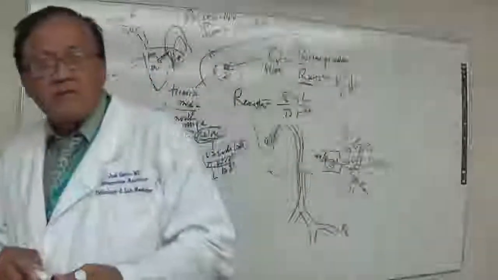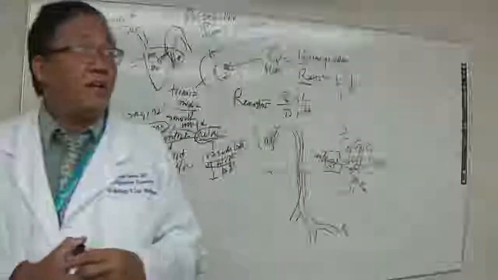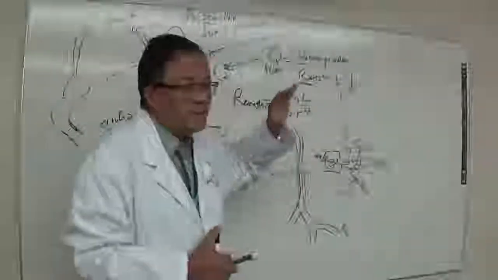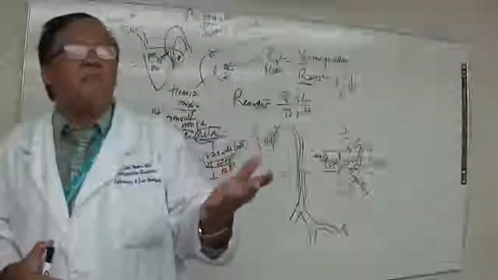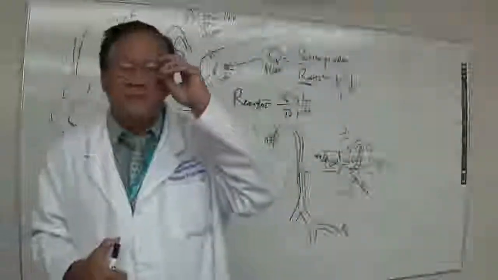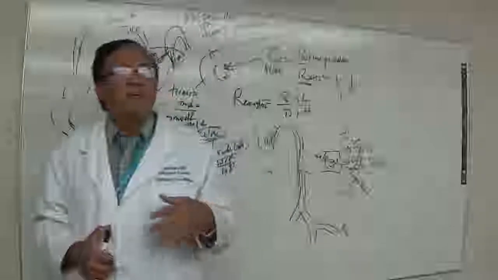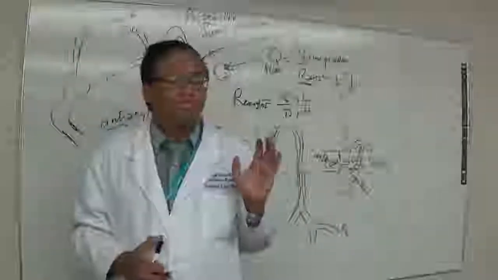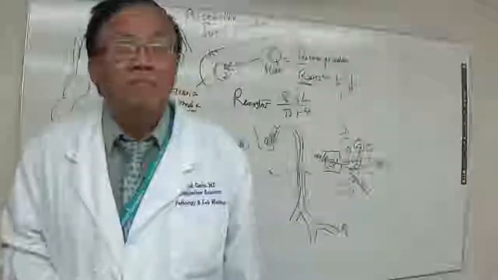Now, it's not just a matter of knowing what is resistance and the effect because of its direct relationship. Can you give a concrete example upon which the viscosity of the blood becomes increased? What clinical condition can increase viscosity of the blood? Huh? What?